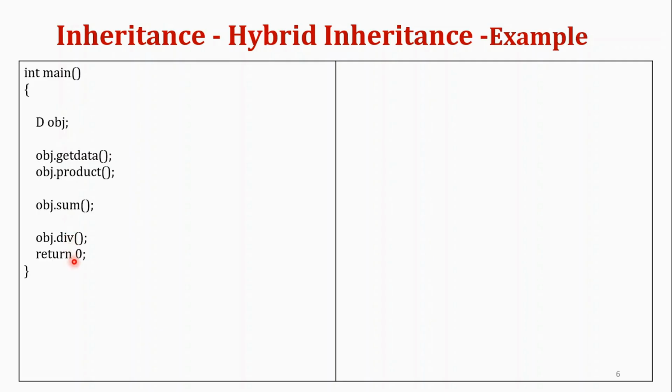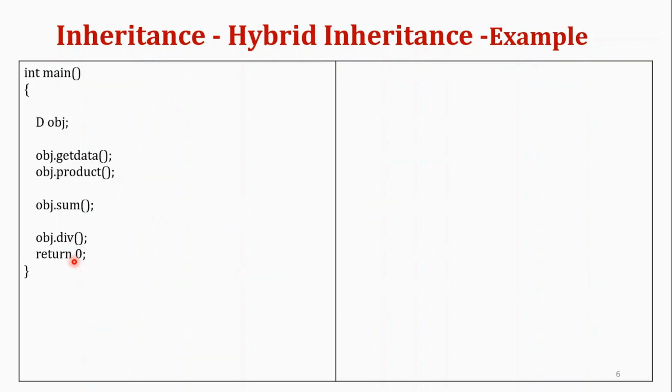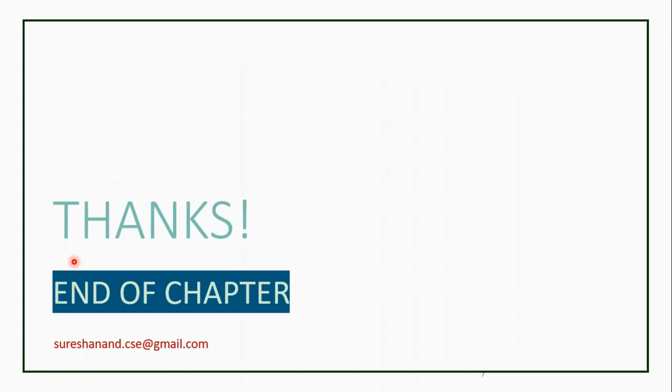So altogether with one derived object, you can call all the base class functions. This is the simple way of explaining how hybrid inheritance works. You can apply the same logic to any real world scenario like banking, which I said in the previous inheritances. Okay, so that is the end of the hybrid inheritance. Thank you.